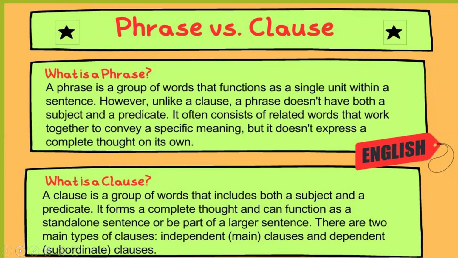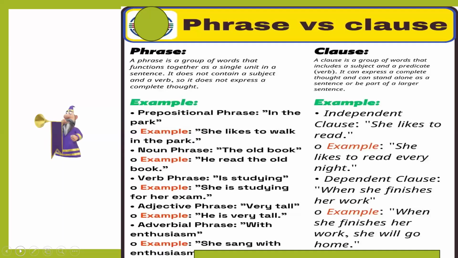A clause is a group of words that includes both a subject and a predicate, meaning a clause includes both a subject and a verb. It forms a complete thought. It gives a complete meaning and can function as a standalone sentence or be a part of a larger sentence. So a clause consists of one main clause and one dependent clause. So, phrases versus clauses, we have understood everything.